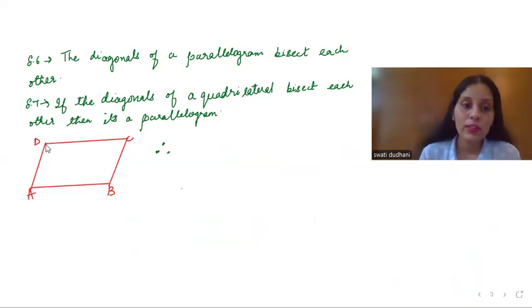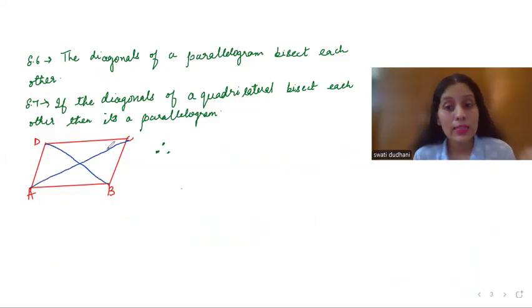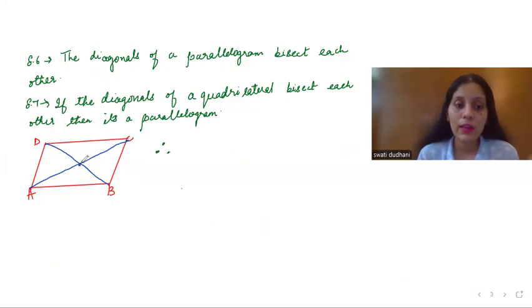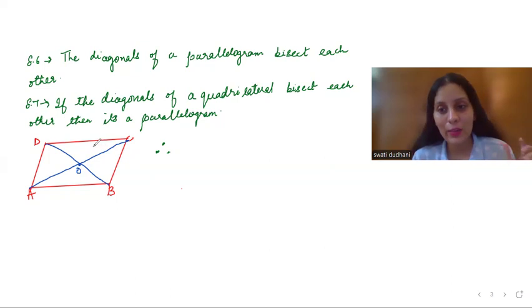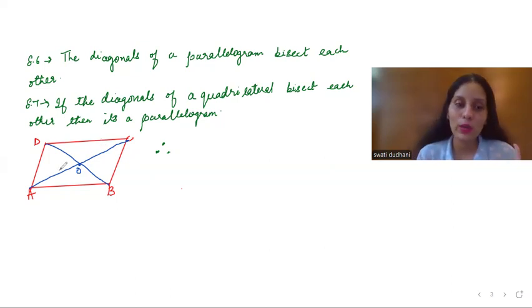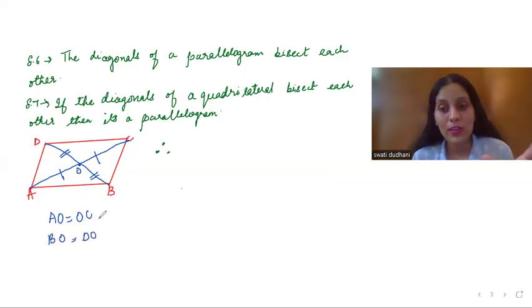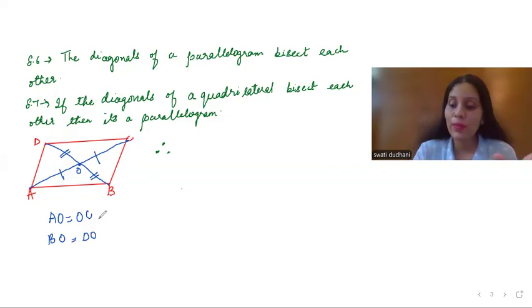Okay, next one here is the diagonals of a parallelogram bisect each other. So now let us draw the diagonals. BD is one diagonal, AC is another diagonal. Bisect each other means, here they are intersecting at O. Diagonals bisect each other means the diagonals are divided into two equal parts. So AO is equal to OC and DO is equal to BO. So in a parallelogram, diagonals bisect each other.